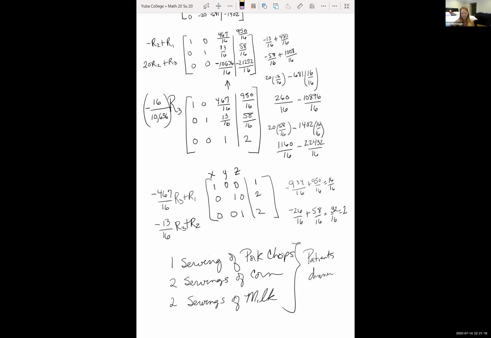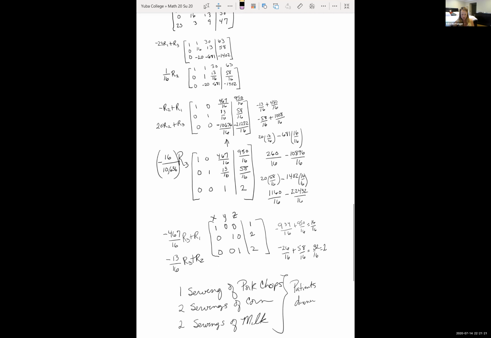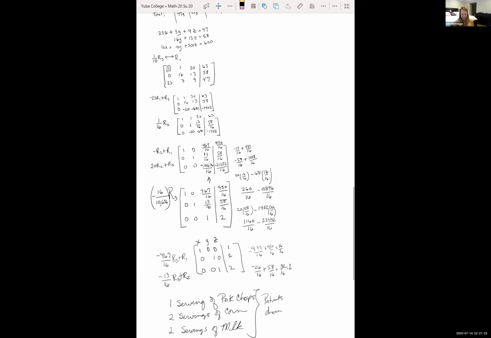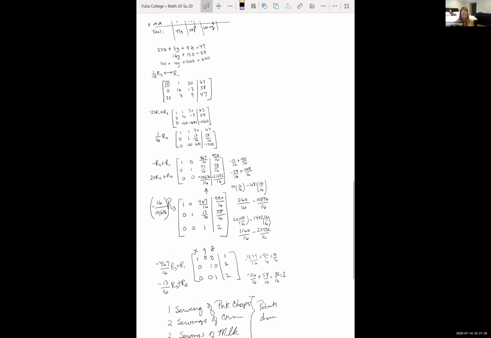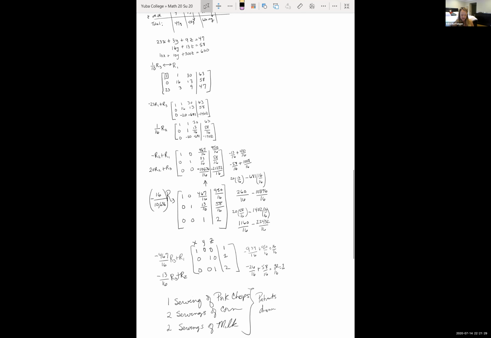Okay, so that wasn't the prettiest. We made it through though. We could go back and we could check our work. It should come out that if we put in 1 serving, 2 servings, and 2 servings, so 1, that's 23, plus 6 is 29, 29 plus 18 is 47.